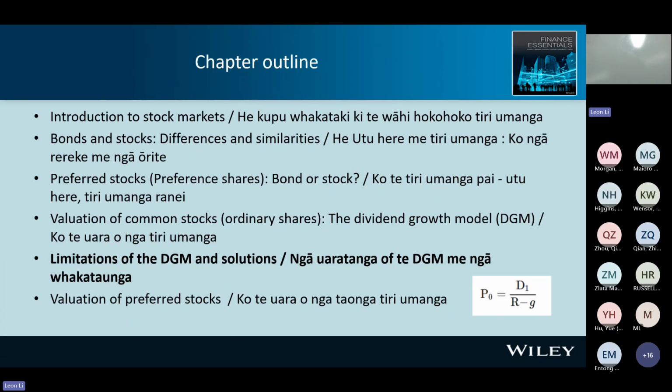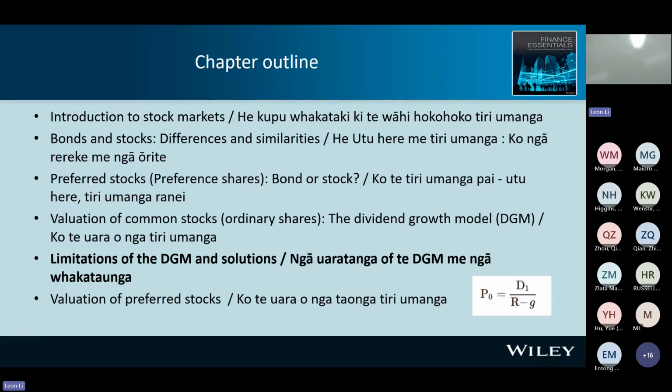Okay, so we are going to continue our discussion on share valuation. On Tuesday, we discussed the DGM model, the dividend growth model. Here, I show you the final result. Share price today, P0, is D1 over R minus G. R is our required return. G is the dividend growth rate.